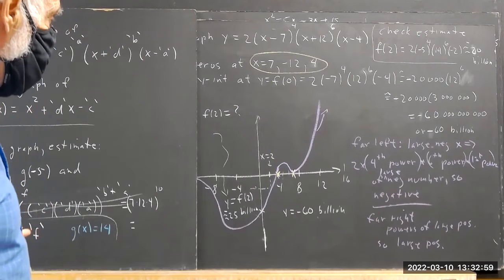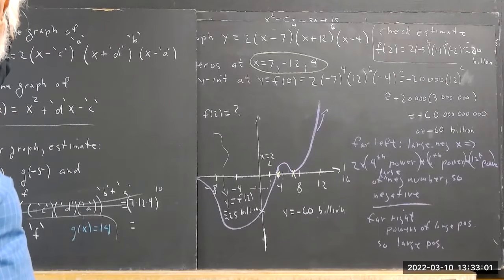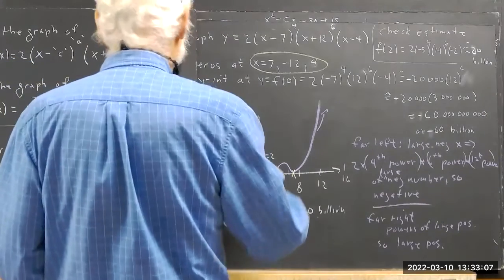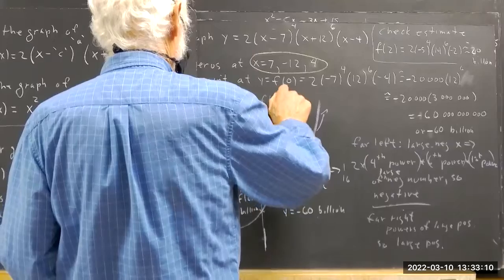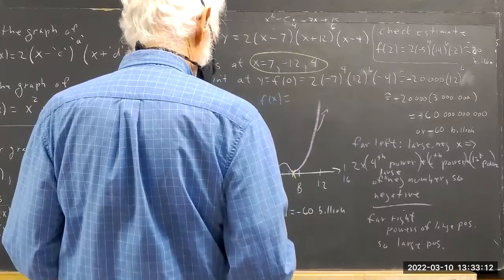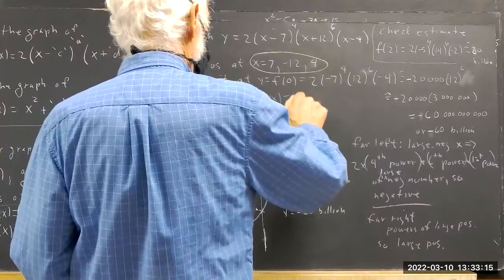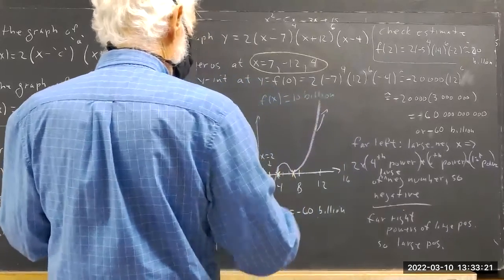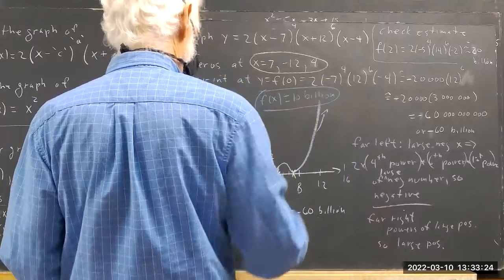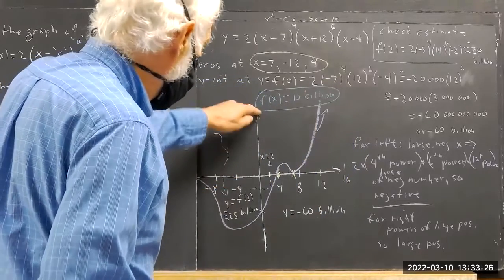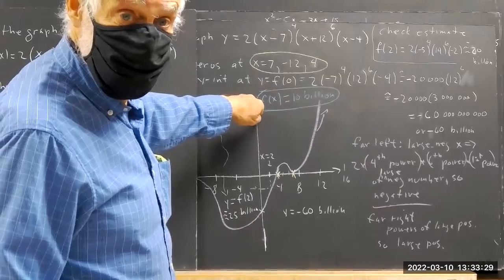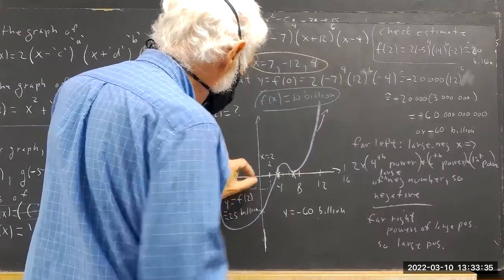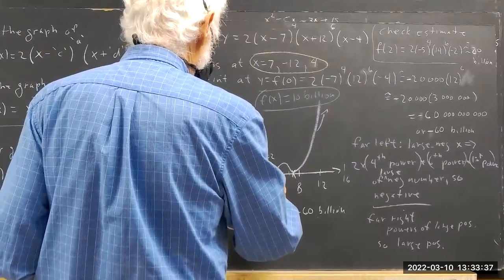Or an equation. Okay. And if we had, let's say, f of x equals $10 billion. Well, that means y equals 10 billion, right? And if y is 10 billion, well, that's about 1/6 of this. A third would be about there, 1/6 would be about there. I'm going to say maybe 10 billion.